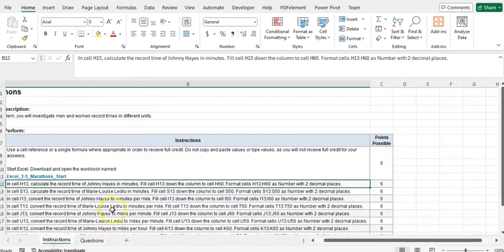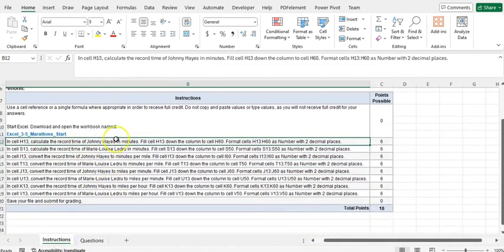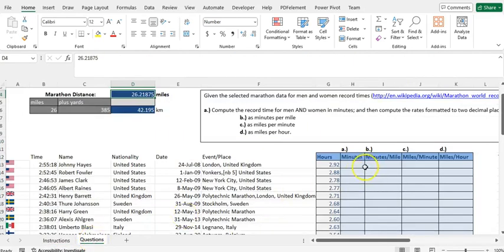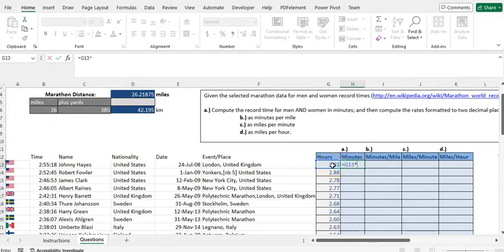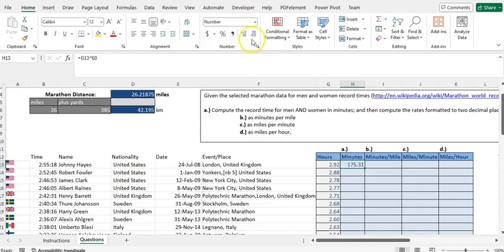All right, so what we're going to do, going through the directions, it says calculate the record time in minutes. And then we're going to format that as a number with 2 decimal places. So if I have 2.92 hours, I know that there are 60 minutes in 1 hour. So I'm going to take the number of hours and multiply it by 60. And then I need to format that as a number. So I'm going to come up here and choose number, and I need to make sure it has 2 decimal places, so we can use these little arrows to increase or decrease our decimal places.